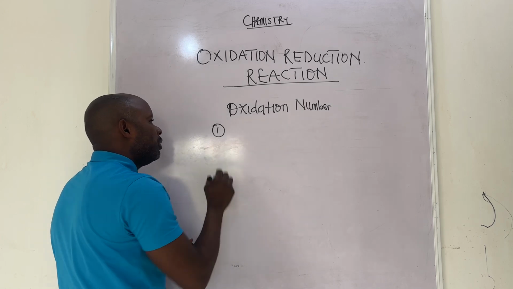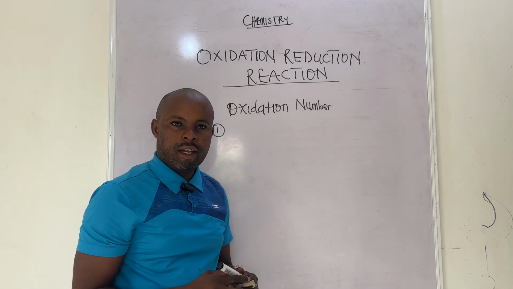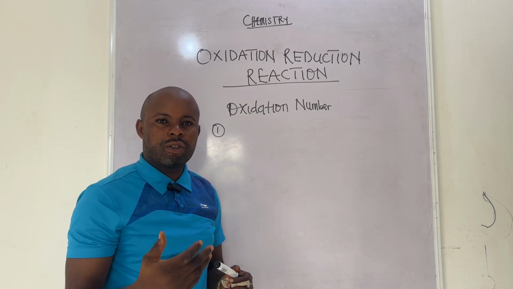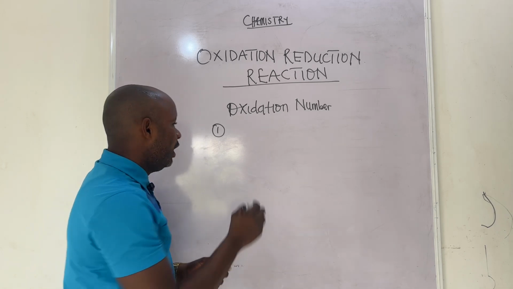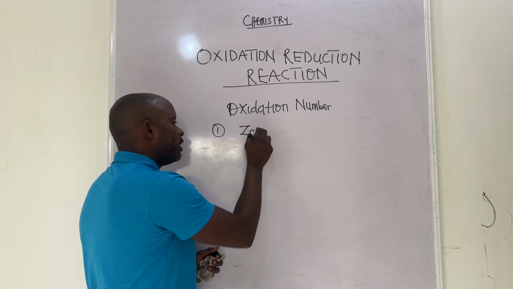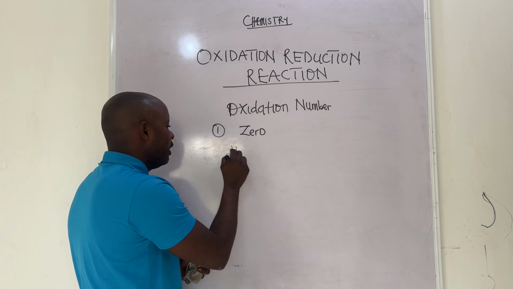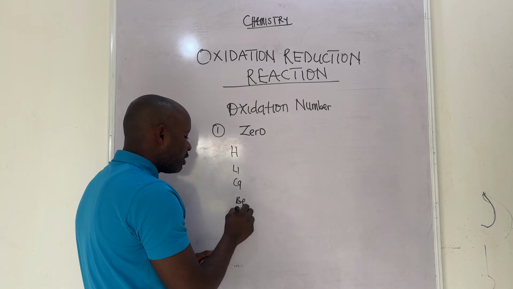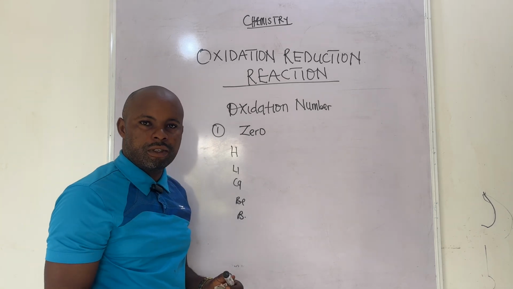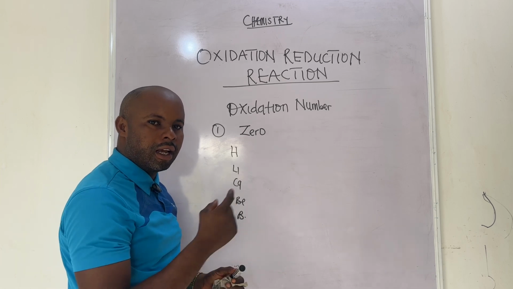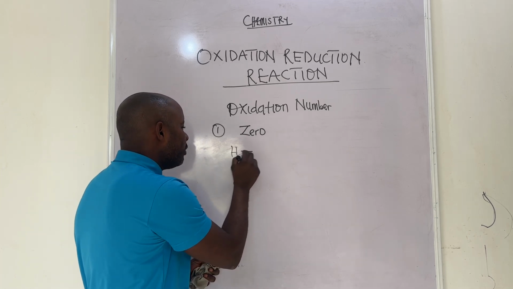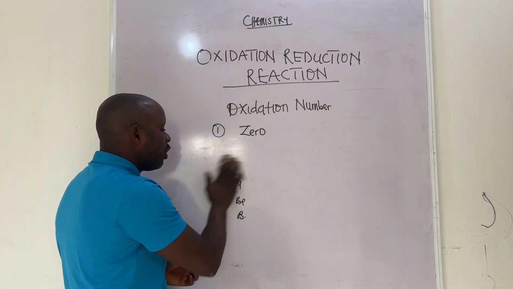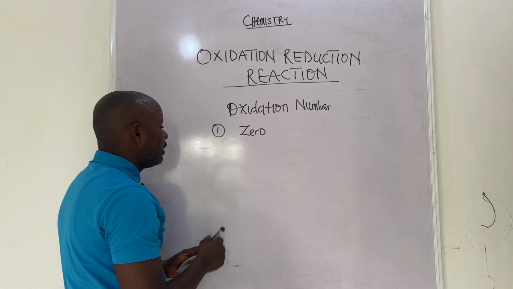So one of the important rules in oxidation number is that any free element, every uncombined element in the world, the oxidation number that is assigned to it is zero. That is to say, every free element like hydrogen, lithium, calcium, beryllium, boron, and so on and so forth, all the elements in the periodic table per se, the oxidation number assigned to them is equal to 0 because they are all uncombined.